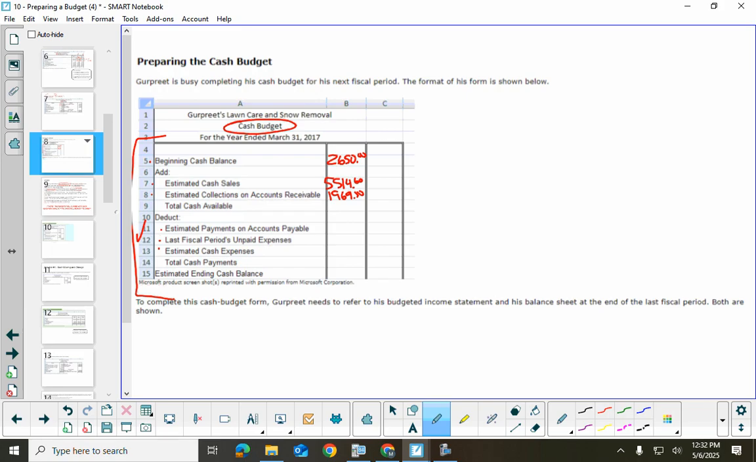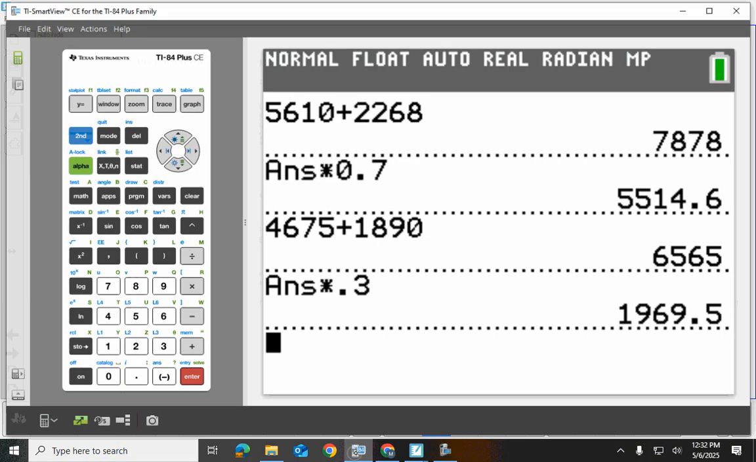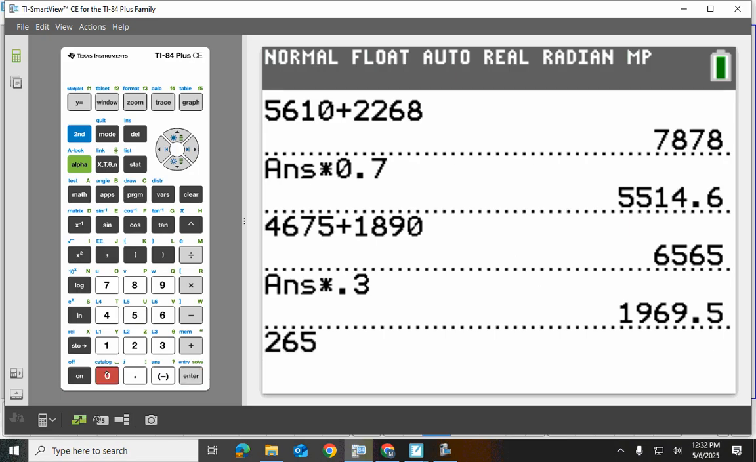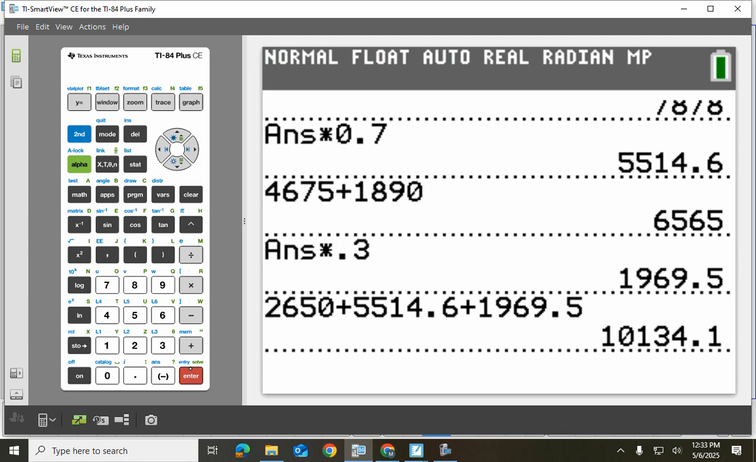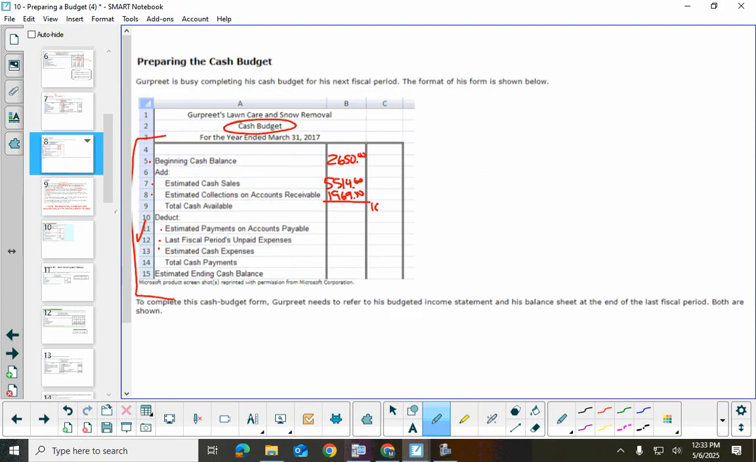Now we're going to follow what the table says, and it says total cash available. So we're going to take those 3 numbers and add them up. 2650, 5514, 60, and 1969.50. We get $10,134.10. Put that in the second column.